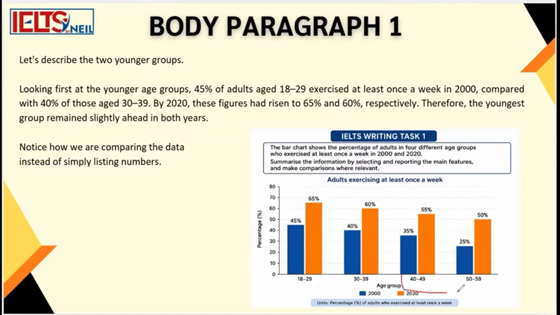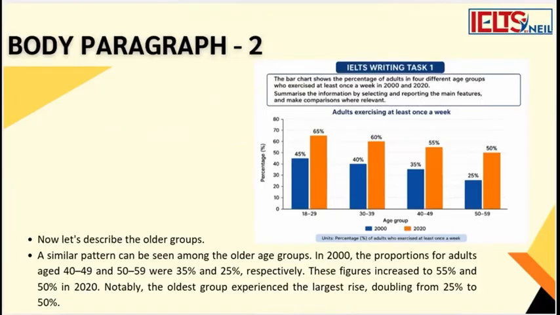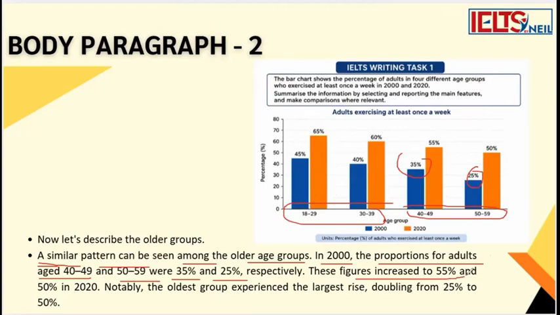Now, for the second one, we'll just talk about these two age categories. So if you have a look here, this is the second body paragraph. Now they're saying a similar pattern can be seen among older age groups. As we can see here, these age groups are also showing the same pattern as the first two age groups. In 2000, the proportions of adults aged 40 to 49 and 50 to 59 were 35% and 25%. So this one here and this one here. These figures increased to 55% and 50% in 2020, 55 and 50.